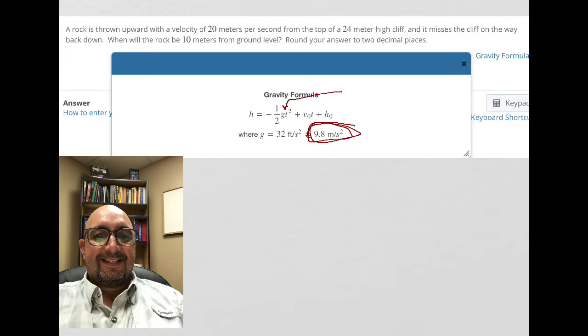T stands for time. Notice the question is asking, when will the rock be 10 meters from the ground? When is referring to time.